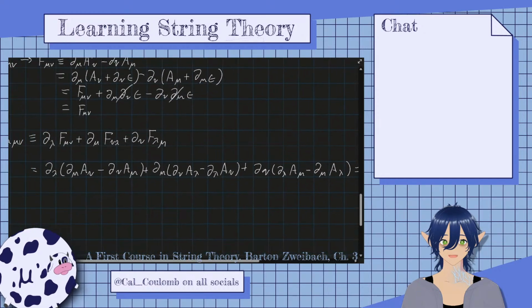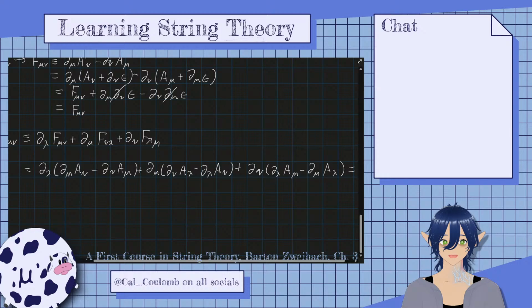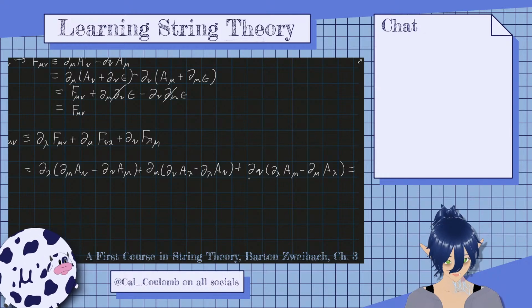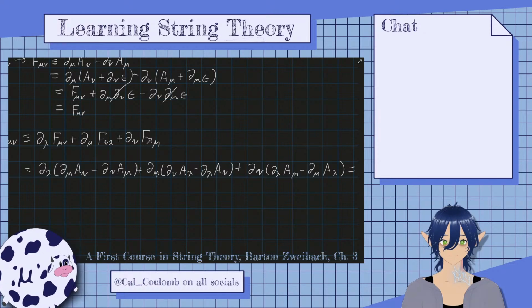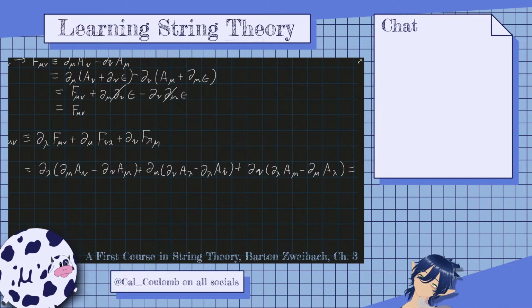And yeah, because we can see we have partial lambda partial mu A nu, and here we have partial mu partial lambda A nu.